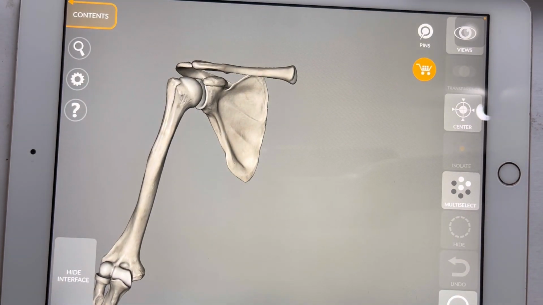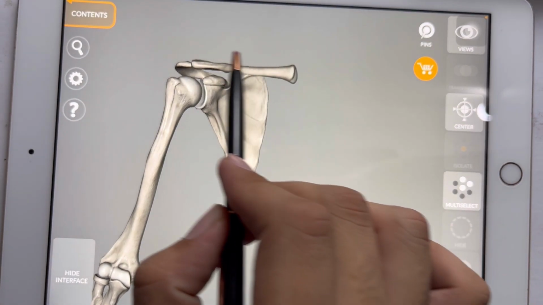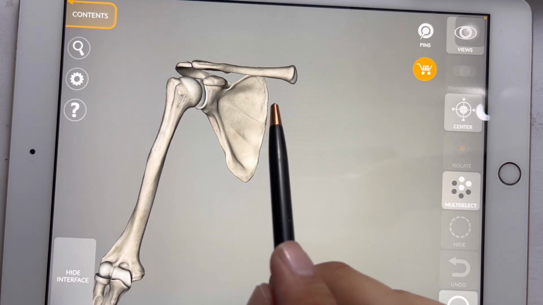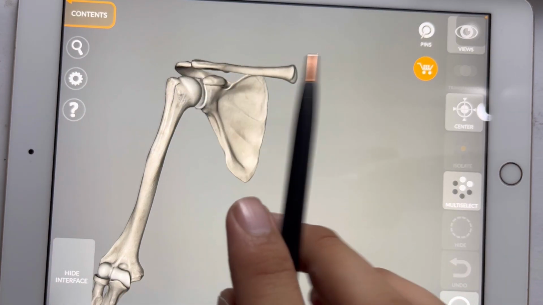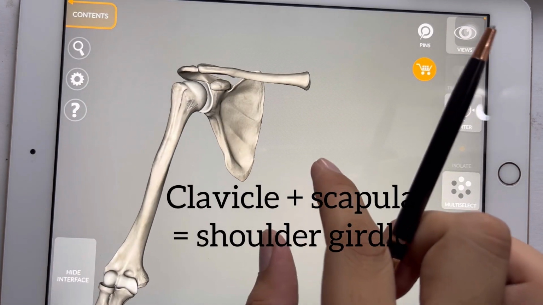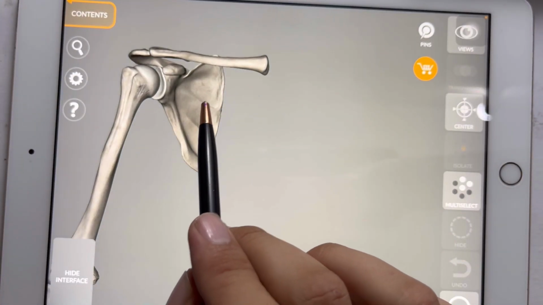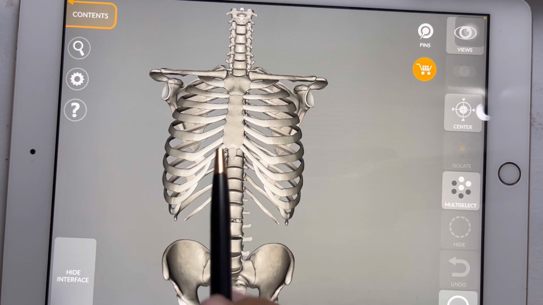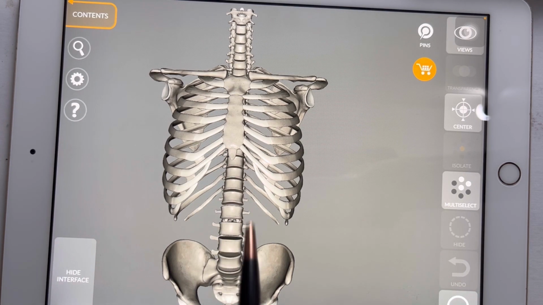So student, moving toward the shoulder region. Student, the shoulder region has two bones, the clavicle bone and the scapula bone. These two bones combinedly form the shoulder girdle. Now student, first we will discuss the clavicle bone.